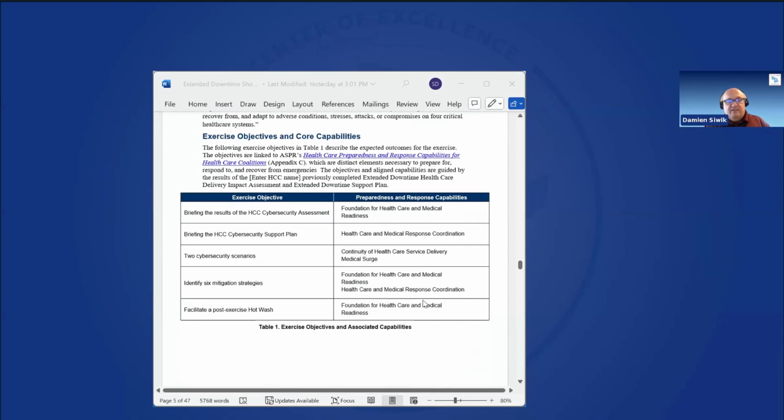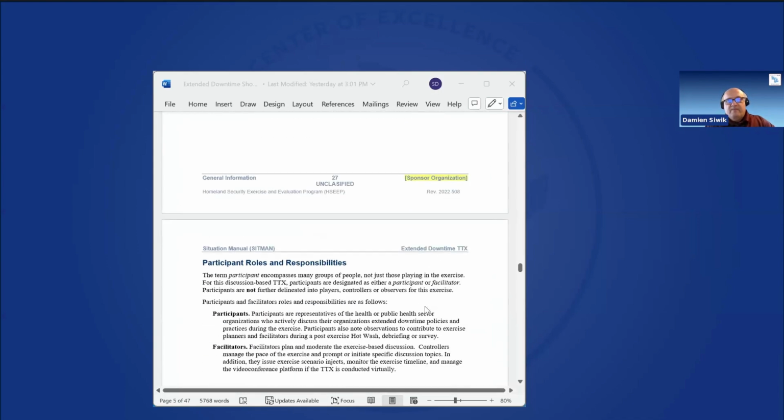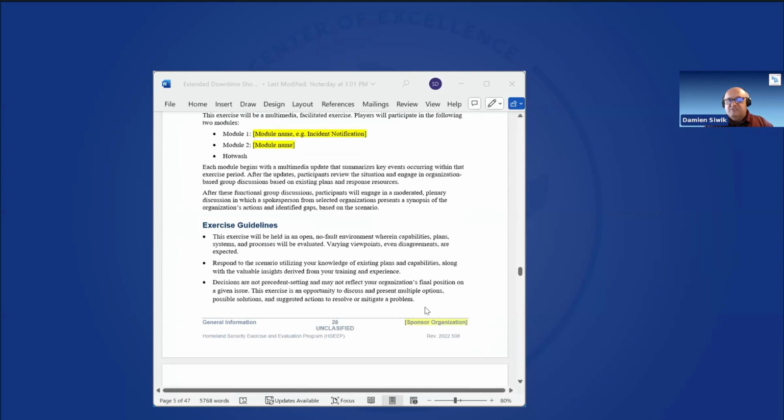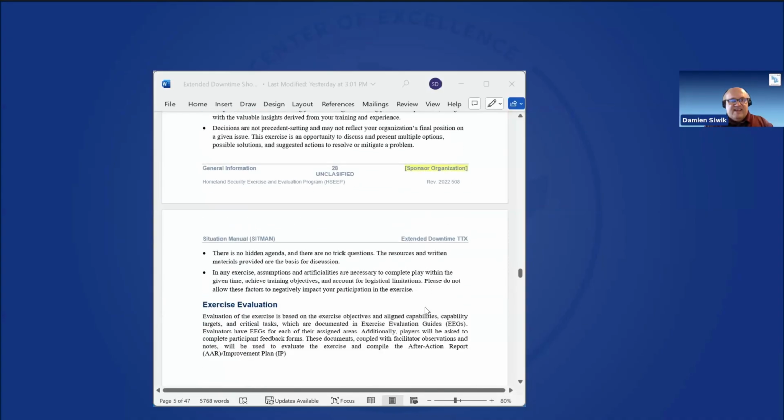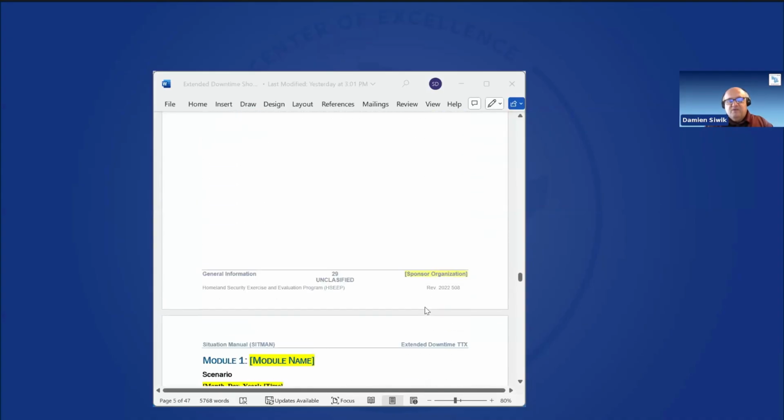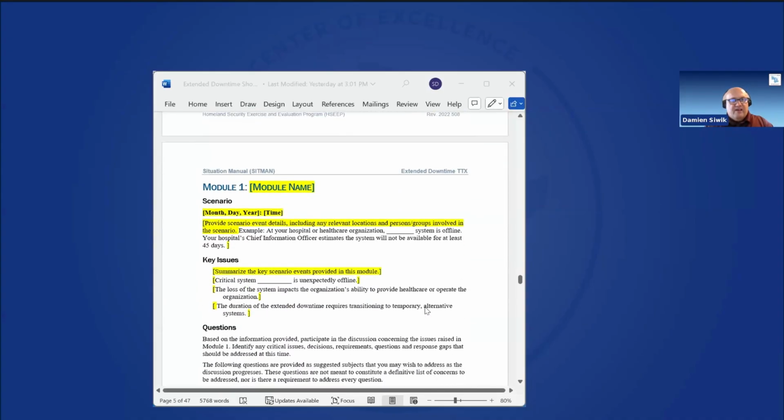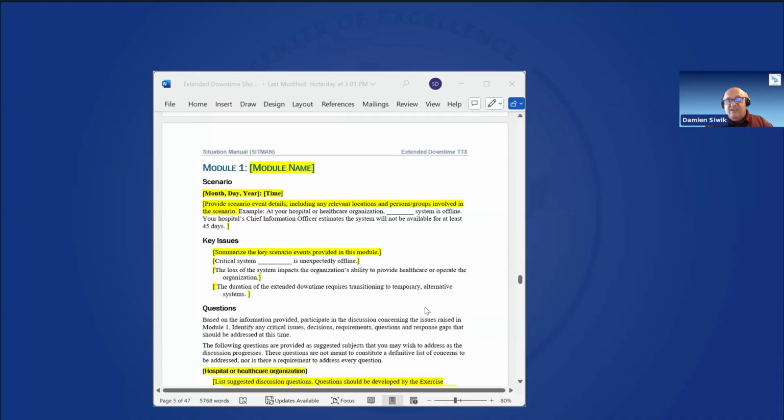Exercise objectives and capabilities, the crosswalk between the exercise objectives and those ASPR preparedness and response capabilities. Participant roles, exercise structure, exercise guidelines, exercise evaluation, should all be familiar paragraphs. Module 1 and Module 2, we did bake in 2 modules with the idea of potentially 2 iterations of scenarios. Once again, everything in yellow for Healthcare Coalition to modify at their convenience.